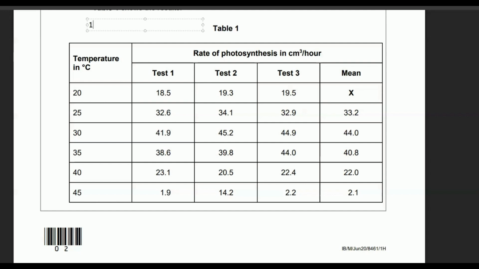So we want to smash this in the calculator. 18.5, add that to 19.3, add that to 19.5. Then press divide by 3. And what does that equal? That equals 19.1 to one decimal place, centimeters cubed, and that is per hour. So we can write that as per hour. Lovely jubbly. That's going to get you 2 marks for calculating X.